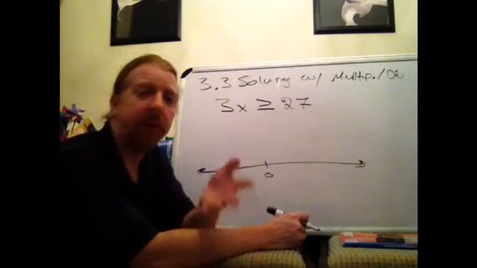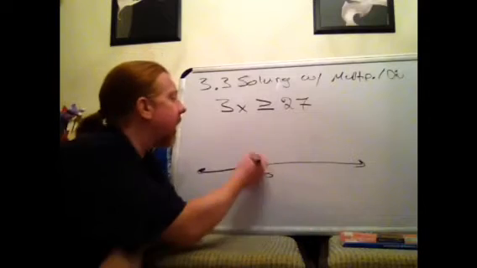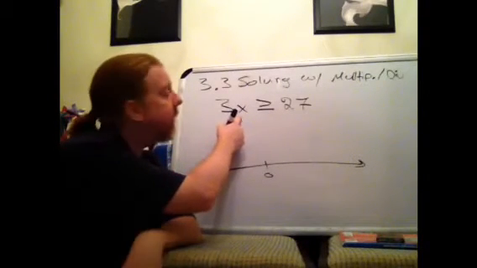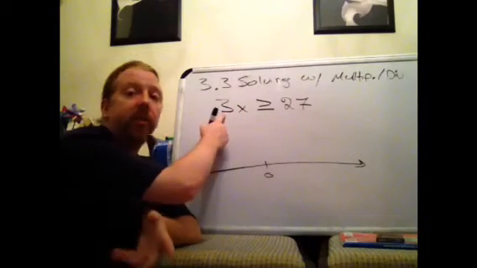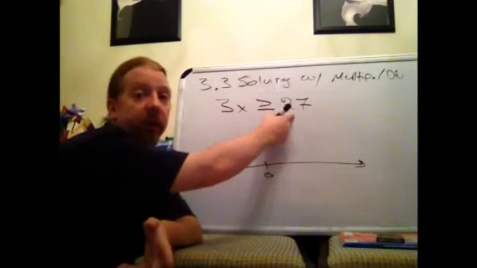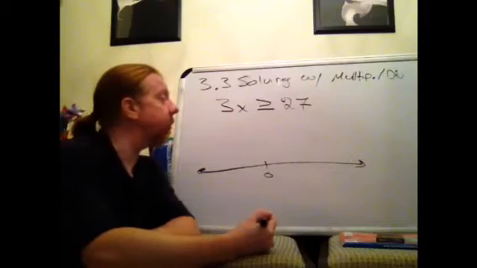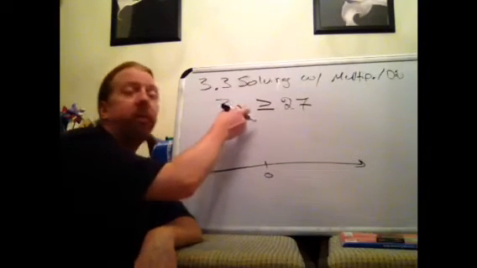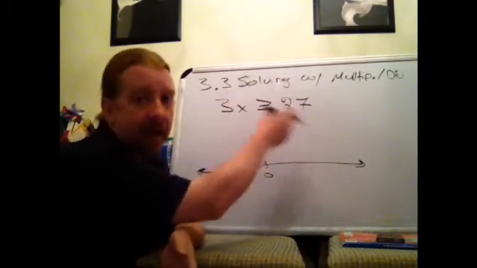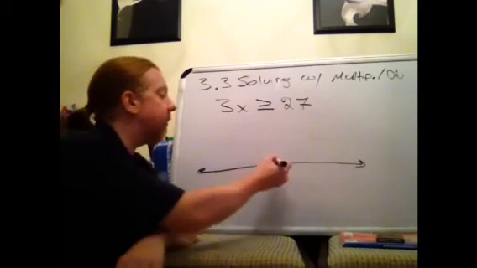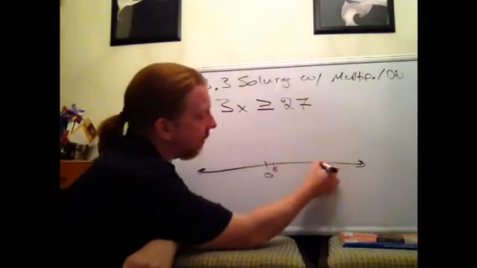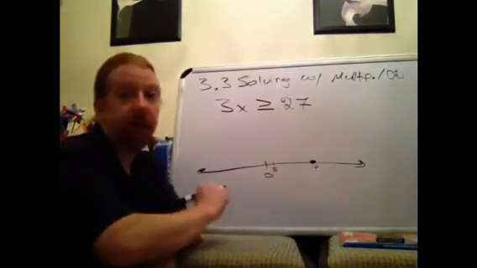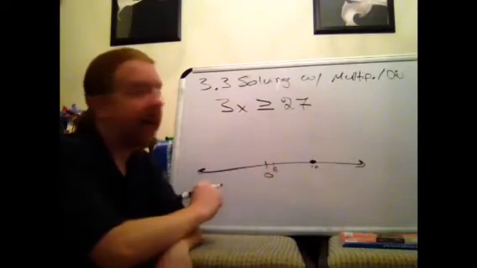For example, if I'm just going to guess and check some numbers, I might put maybe a 10 in here. 10 times 3 is 30, which is indeed greater than 27, so 10 would be a solution. I could put in the number 2. 3 times 2 is 6. 6 is not greater than 27, so 2 would not be a solution. So if I'm guessing and checking my way along here, I know that 10 is a solution, 2 is not.